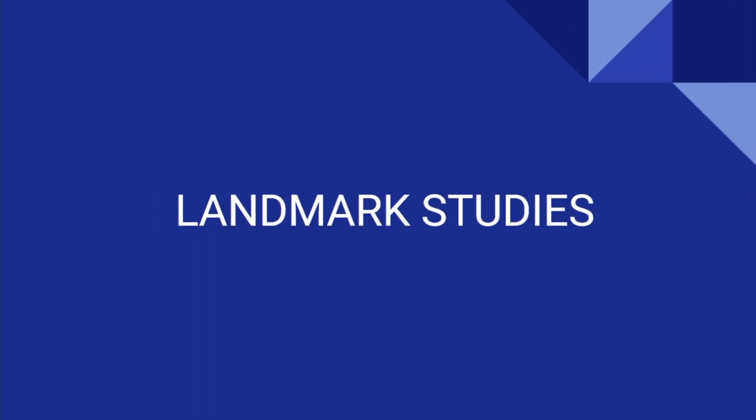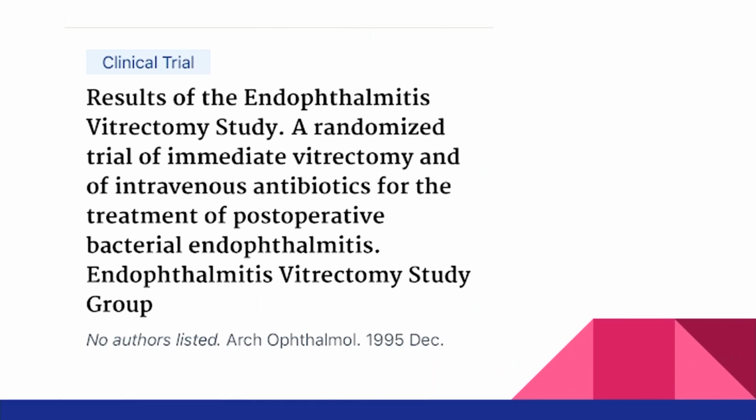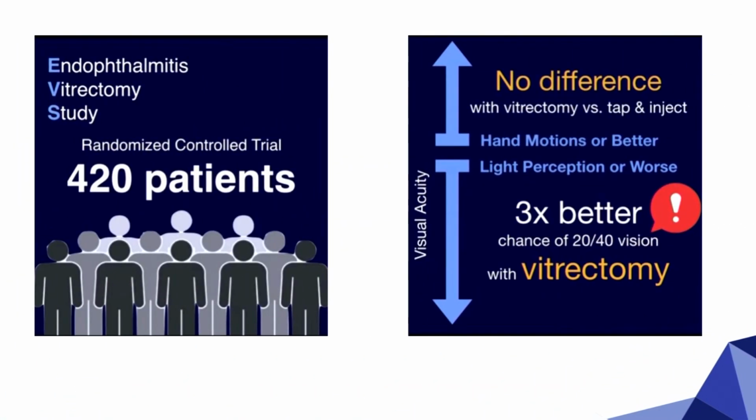Before we get into the indications and the steps of vitrectomy, we'd like to discuss 2 studies. The first one is the EVS, endophthalmitis vitrectomy study, which was a randomized controlled trial for post-operative endophthalmitis. This study was done in 1995. They took 420 patients and divided them based on the initial presenting visual acuity. When the visual acuity was hand movements or better, they randomized into vitrectomy versus tap and inject. And when it was light perception or worse, they went ahead with vitrectomy.